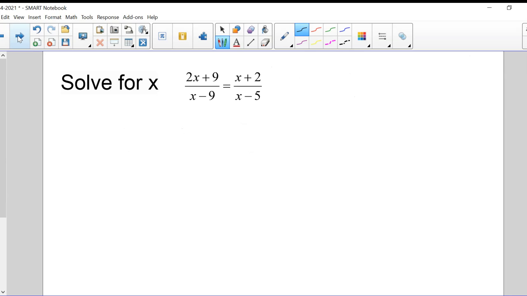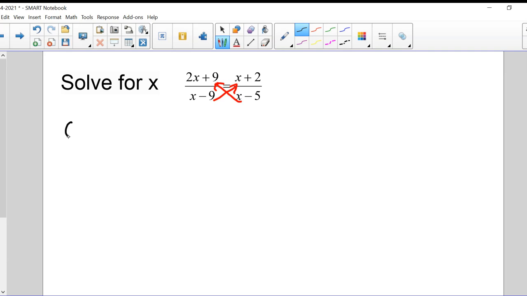So now we're being asked to solve this equation: 2x plus 9 over x minus 9 is equal to x plus 2 over x minus 5. Okay. I'm saying, as I've said before, that we should be taking the bottom of this side times the top of that side, bottom of this side times the top of that side. That's what I'm saying. We're going to do exactly that.